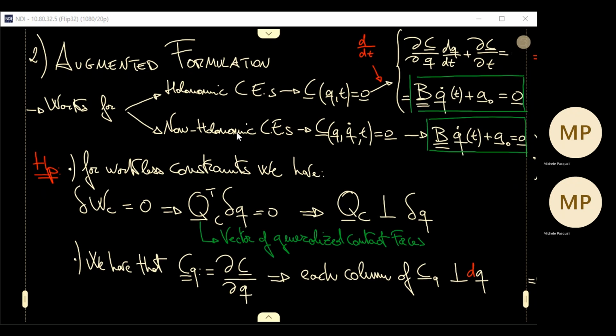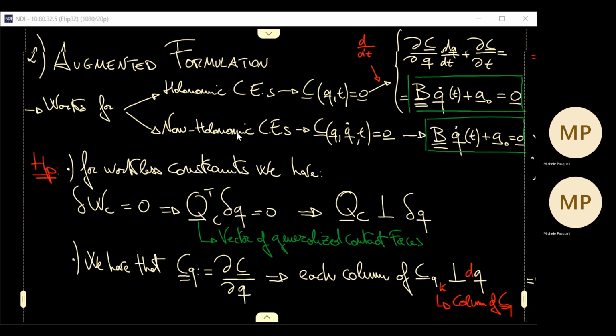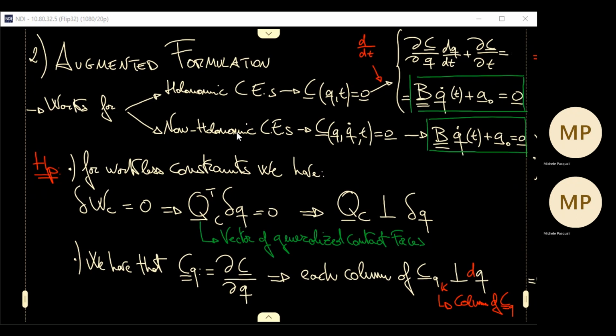So each of the columns of CQ is not the matrix. It's not the overall matrix. If you really want to be formally correct, you should write it like this: CQ, whatever, K. So each column is the column of CQ. So it means that each column of this and CQ must be parallel. All right?